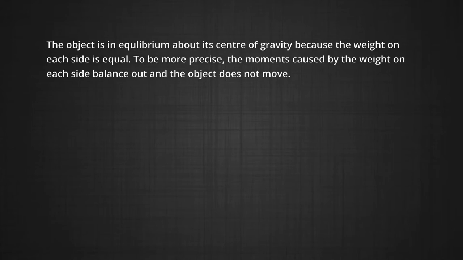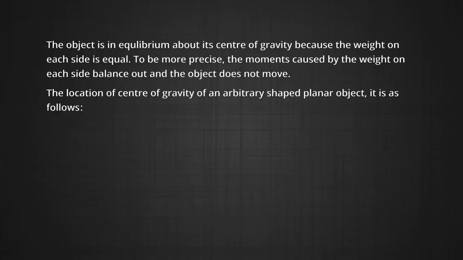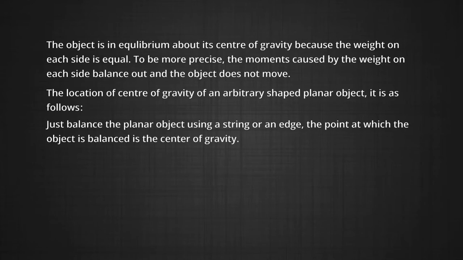To be more precise, the moments caused by the weight on each side balance out and the object does not move. One can easily determine the location of the center of gravity of an arbitrarily shaped planar object. One can simply follow this particular step. Just balance a planar object using a string or an edge. The point at which the object is balanced will be called the center of gravity.